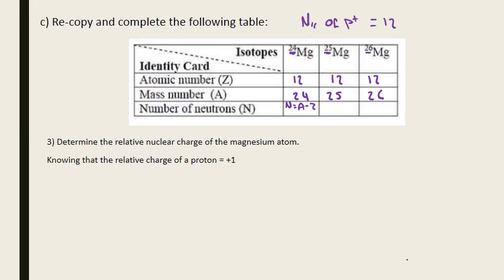The number of neutrons, remember we said N, is A, which is the mass number, minus Z, which is the proton number. So here we have 24 minus 12, which equals 12. Here we have 25 minus 12, which is 13. And here we have 26 minus 12, which equals 14.